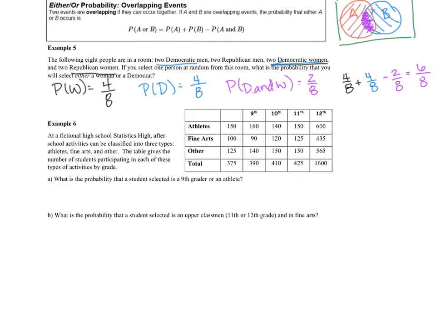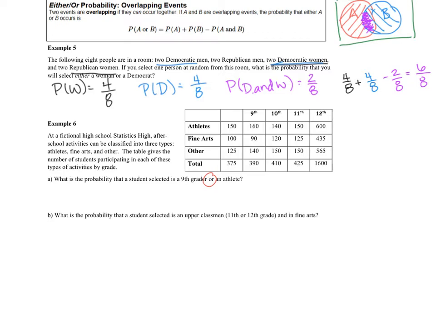says, at a fictional high school, Statistics High, after school activities can be classified into 3 types. So athletes, fine arts, and other. The table gives the number of students participating in each of these types of activities by grade. What is the probability that a student selected is a 9th grader, or, keyword here being the word or, which means to add, a 9th grader or an athlete? So question is, can you be a 9th grader and an athlete at the same time in this sample?